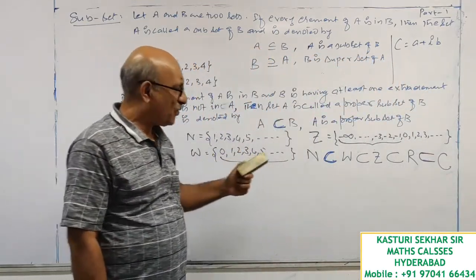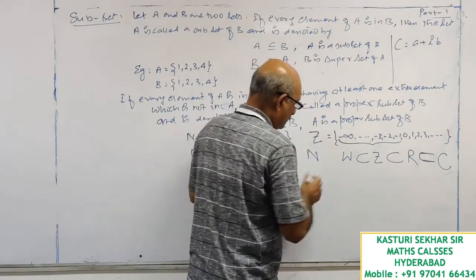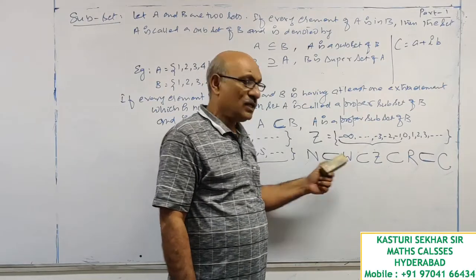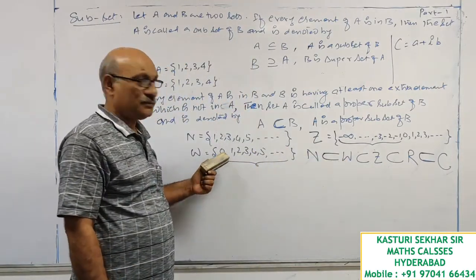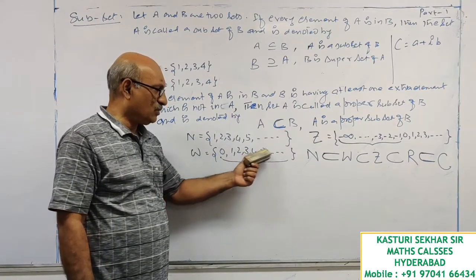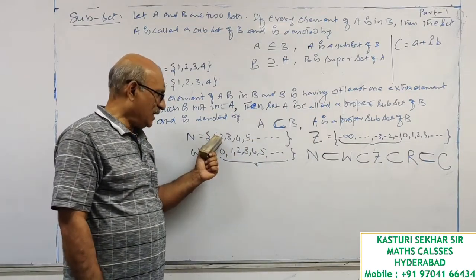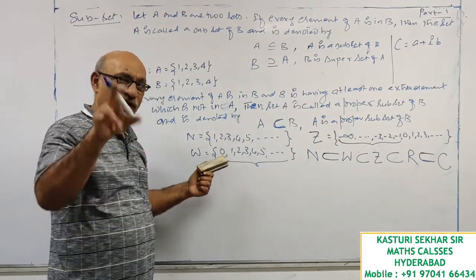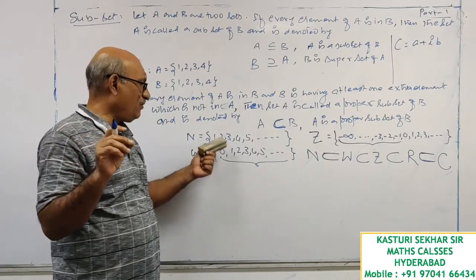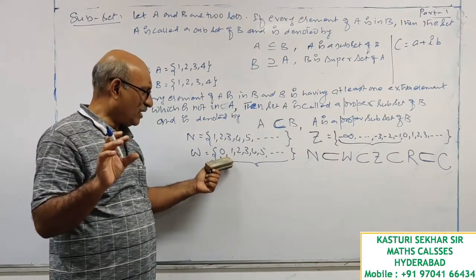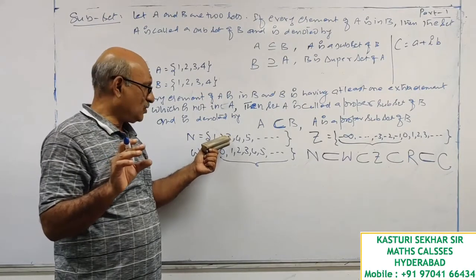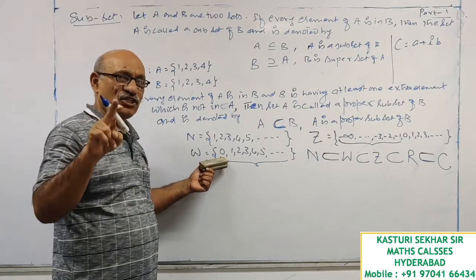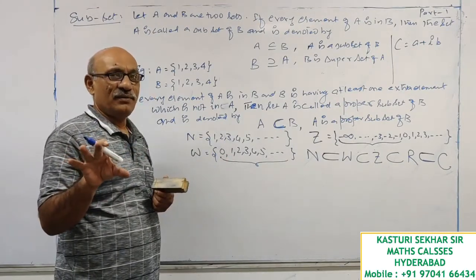Once again I am repeating this point. Natural numbers is a proper subset of whole numbers. Whole numbers contain 0 as an additional number: 0, 1, 2, 3, 4, 5, etc. Natural numbers are 1, 2, 3, 4, 5 only. So whole numbers has one extra element which natural numbers does not have. This is the parent set and it is the child set. When I compare, the parent set has one additional element which the child set does not have.